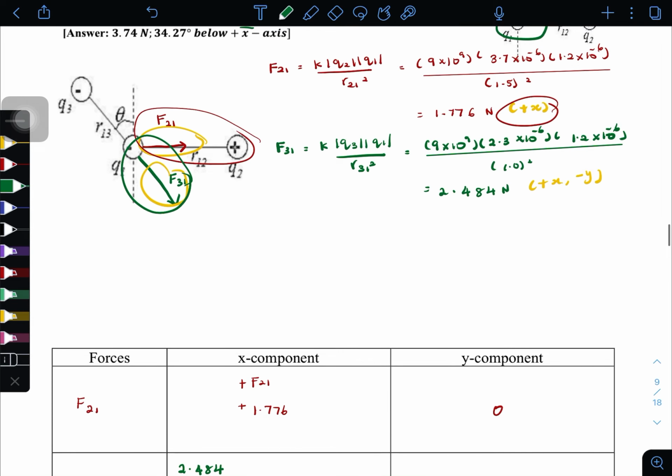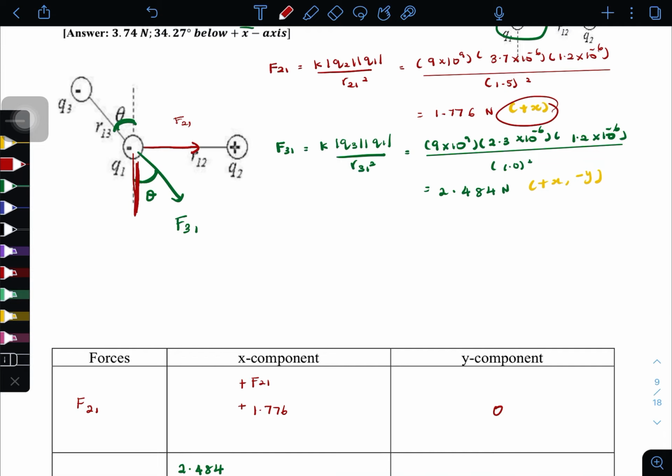Okay, thetanya berada di mana? So kalau kita tengok ini, F21, F31. So theta given is here, so dia akan berada di sini theta. So dia berada di y component. So disebabkan dia berada di y component, x component akan menjadi sin.